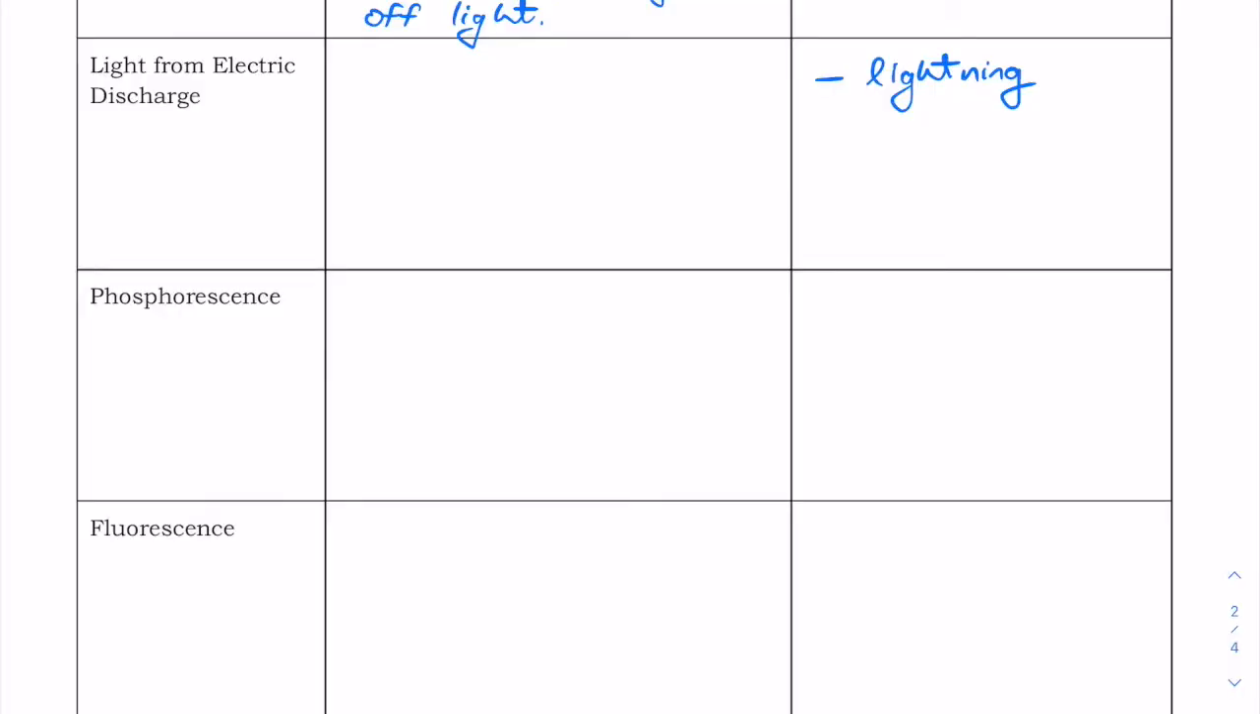Another example would be neon lights. The way this process generally works is as follows. When an electric current passes through a gas, the electricity causes the gas to glow. This produces light.